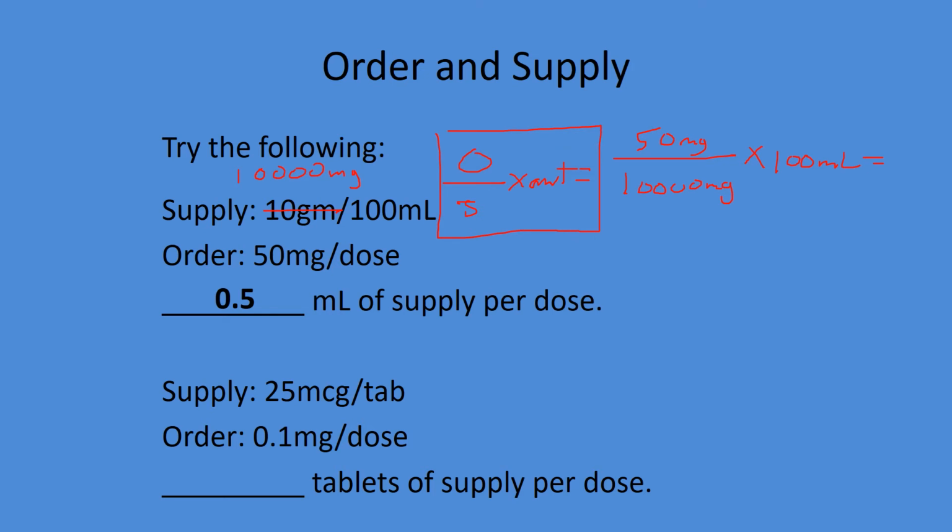The second example, micrograms and milligrams. I'll change this guy to micrograms right off the bat. That way, all I have to do is order over supply, and I'm done with this guy. Bam, 4 tablets per dose for that one.